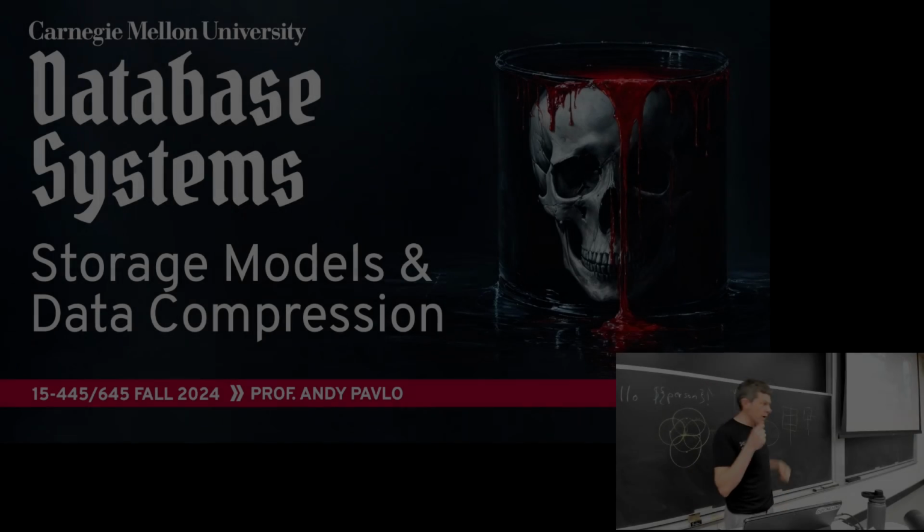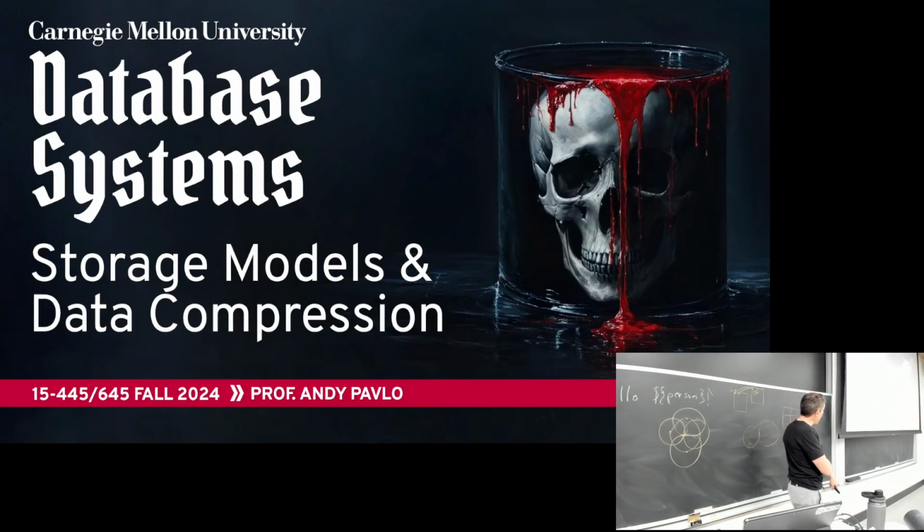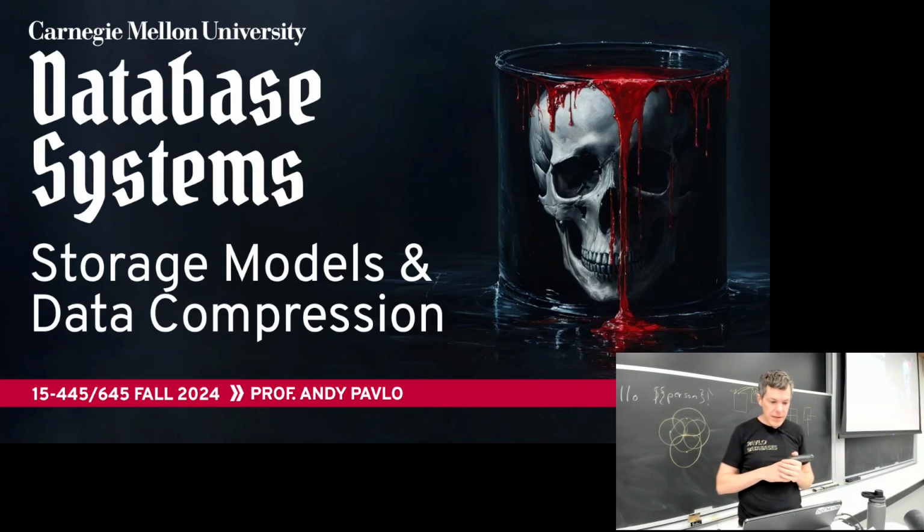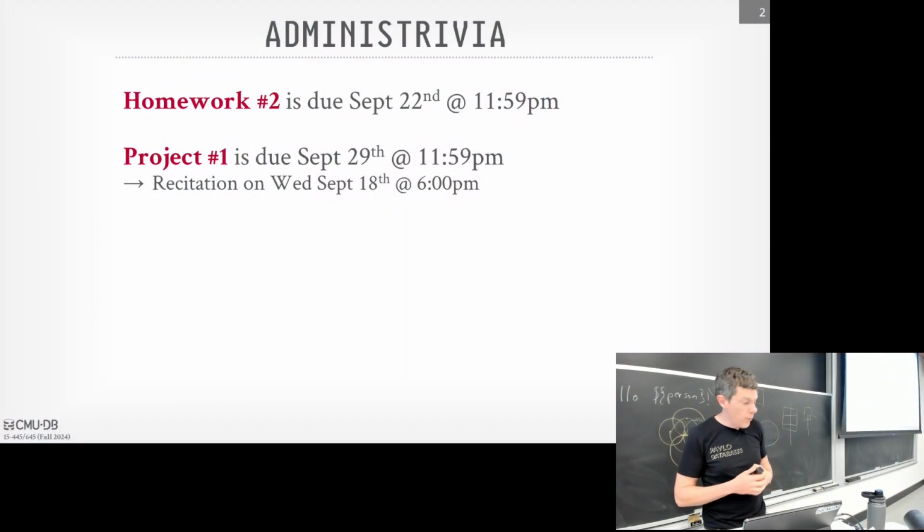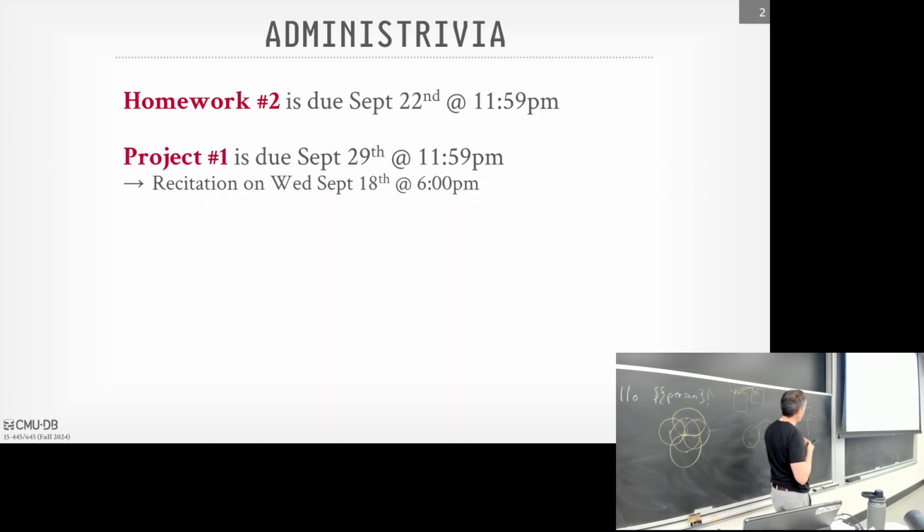All right, so today we're going to continue on the discussion. This will be the last lecture on the storage layer, the bottom layer of the database system. So we're talking about the different ways of representing data, the storage models, and then how to optimize it further through compression.